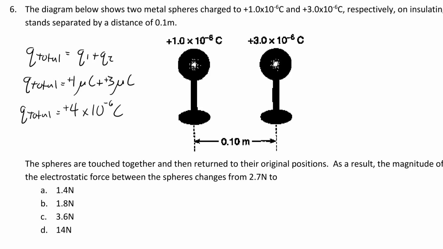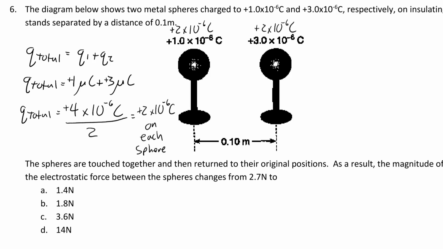Then when you separate them, the charge is split equally between 2 spheres. So you have to divide it by 2, and you get positive 2 times 10 to the negative 6 coulombs on each sphere after the separation. So this becomes positive 2 times 10 to the negative 6. This becomes positive 2 times 10 to the negative 6. So as a result, the spheres are touched together and return to their original positions. As a result, the magnitude of the electrostatic force between the spheres changes from 2.7 newtons to what?